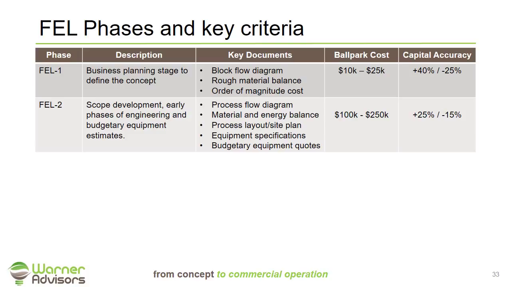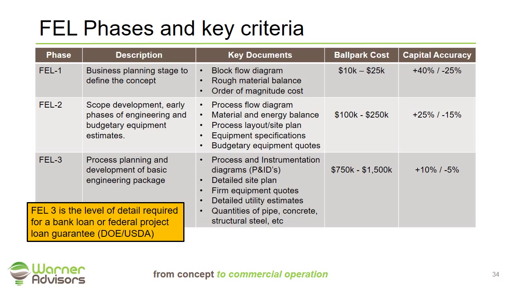For the FEL2 phase, that's going to cost in the ballpark, for a $30 million facility like dimethyl glop as a reference, probably in the range of $100,000 to $250,000 for the FEL2 level of engineering. As discussed previously, it's going to have a cost range of about plus 25 to minus 15%.